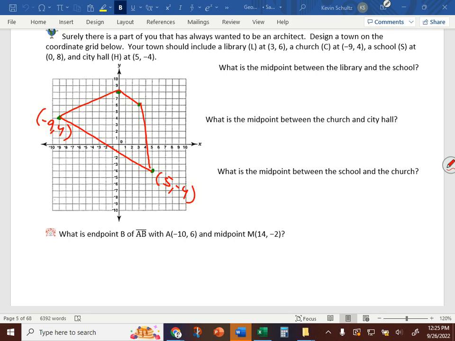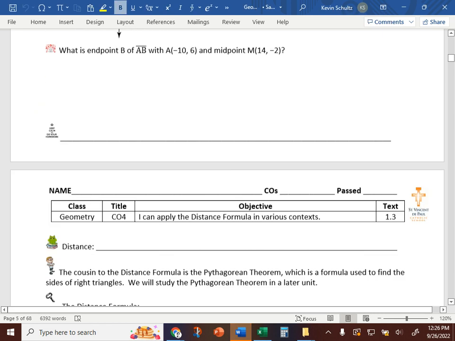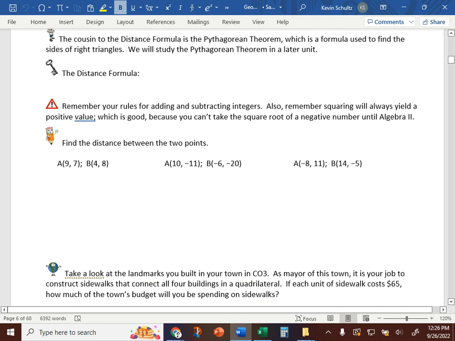It doesn't matter which one is which, you can interchange them. You can interchange the X1 and the X2 and you're still going to get the same answer. If on CO4, I had reversed these ordered pairs, put them in the other order, we would have gotten the same answer.